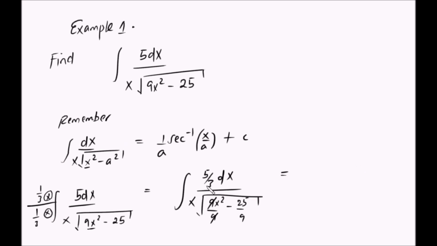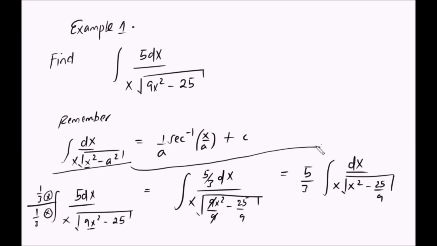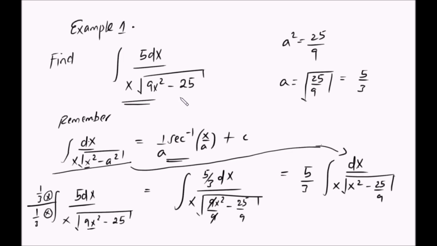Kwa hiyo inakuja kuwa nini? Hii 5 over 3 ni constant, tuitoe nje. So tunabaki na dx over x, so tunakuwa na x squared minus 25 over 9. You see now this one and this one, zinafanana. So a squared hapo ni 25 over 9. Kwa hiyo a ni square root ya 25 over 9 ambayo ni nani? 5 over 3. So we're going to use this to get the answer for this.